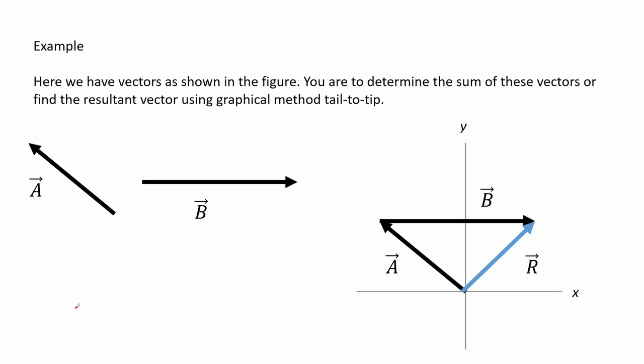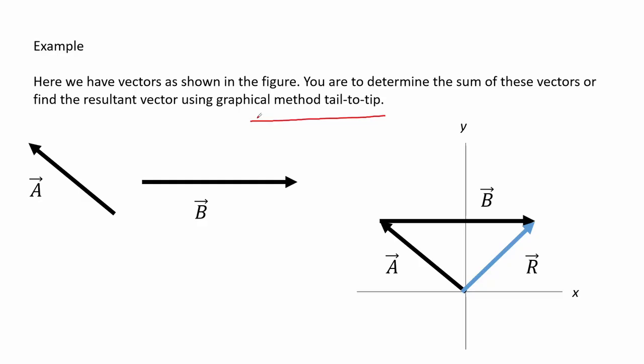Here we will look at examples about vector addition. Here we have an example. We have vectors with magnitude and direction as shown in the figure. You are to determine the sum of these vectors or find the resultant vector using graphical method tail to tip.